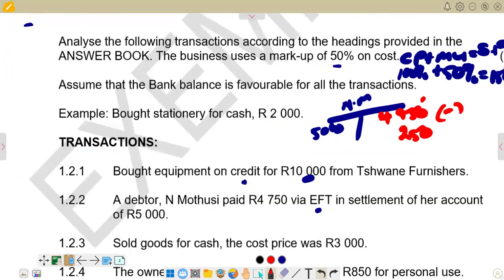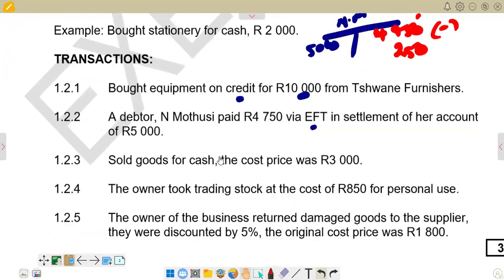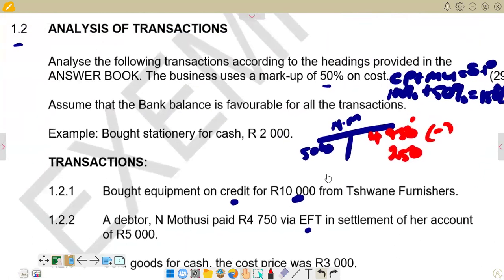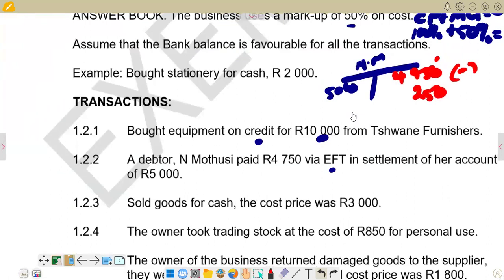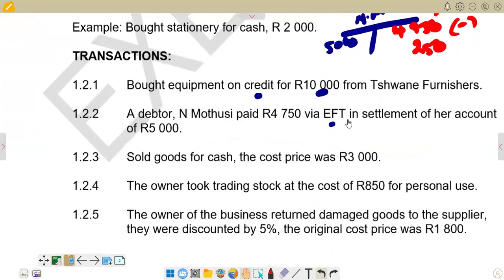the next item, which is 1.2.3. It's saying sold goods for cash and the cost price was 3,000 rand. So you see that we've got two double entries that we step. Firstly, we also have to calculate the selling price. Remember, the markup that we are given there is 50%. So we are going to just do it such that we get the selling price.